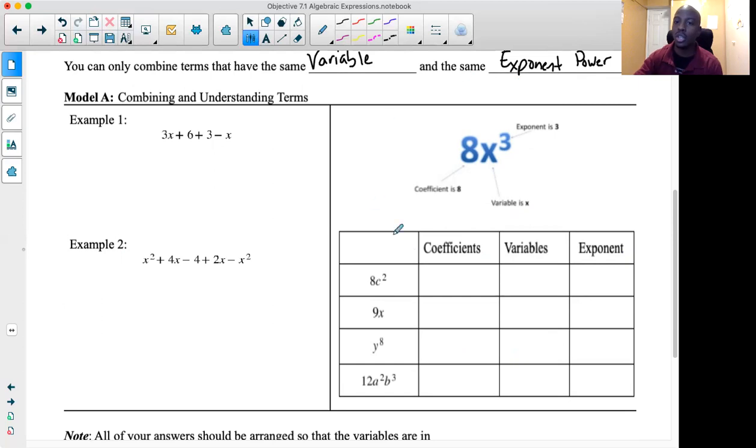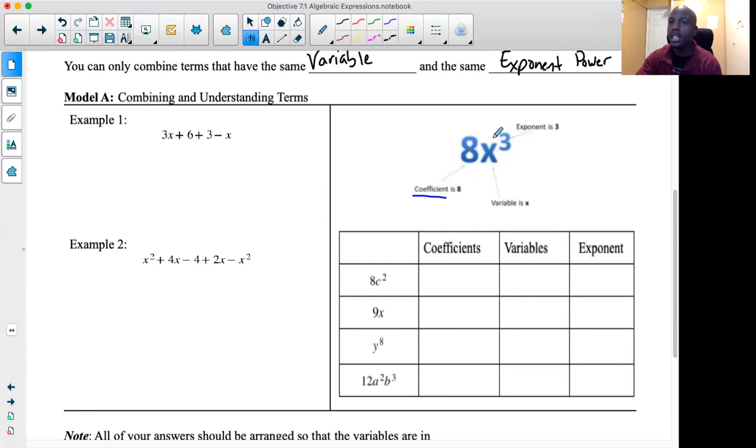This is considered a term. A term has 3 parts to it. It has a coefficient, which in this case is 8. It has a variable, which in this case is x. And it has an exponent, which in this case is 3. I'll say it again. It has a coefficient, 8, a variable, x, and an exponent, 3.